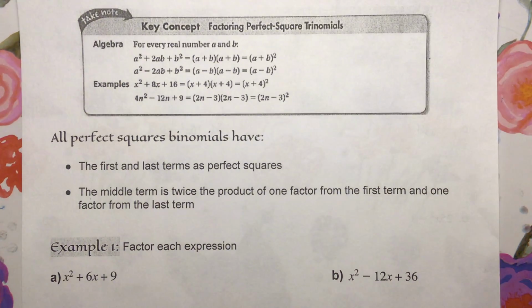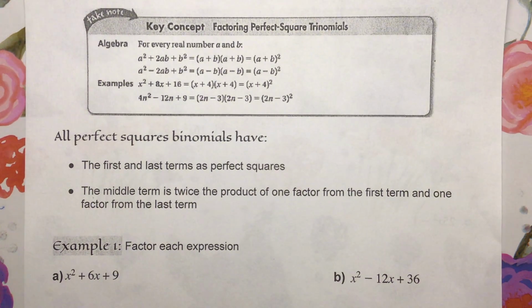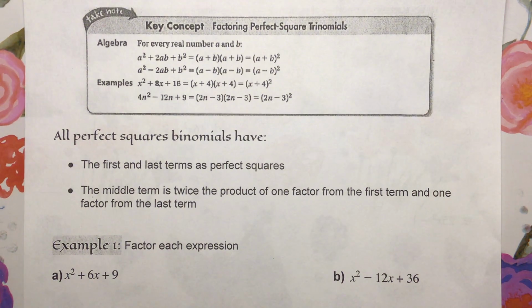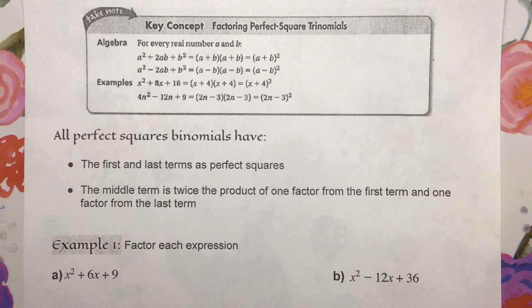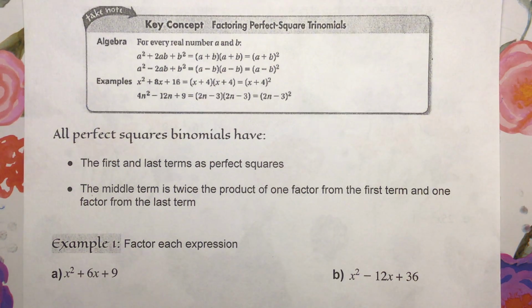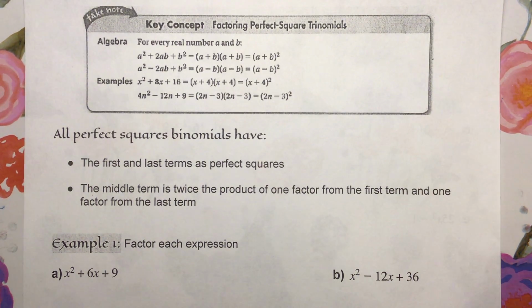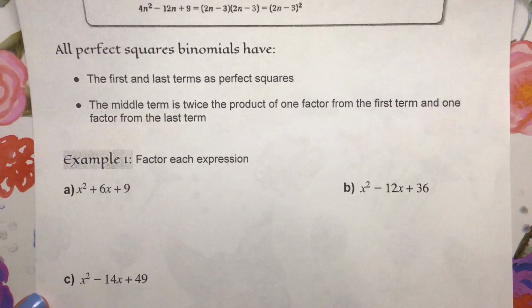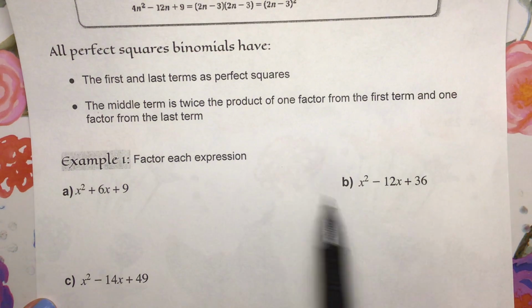So when you have a perfect square, the first and last numbers are going to be perfect squares, like 25 or 64. So notice how those numbers are even squares. And then the middle number is going to be twice the product of one factor from the first and one factor from the last. So you're going to see what that means here in these next examples. All we're doing is factoring these. And notice that we have a leading coefficient of 1.